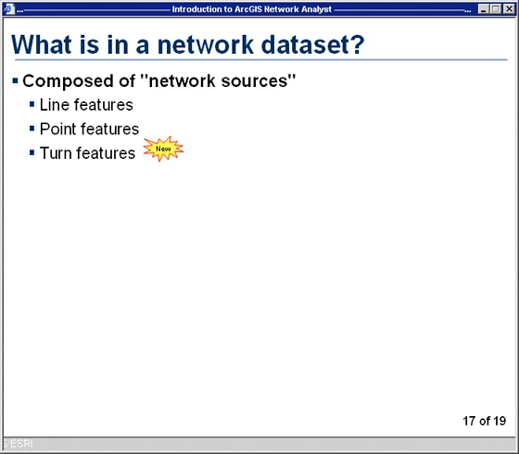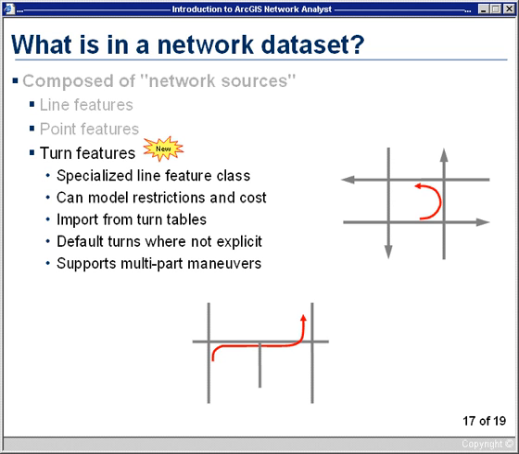There are also turn features. Turn features are really simple line features with specific fields, and they define turn elements. Turns model explicit transitions between two or more edge elements. They specify that traversing a specific set of edges is restricted or has specific costs. For example, a turn may model that a specific intersection does not allow U-turns, or that a specific turn takes 5 minutes. You can create these turn features using ArcMap's editing tools, or you can import them from an existing ESRI turn table.